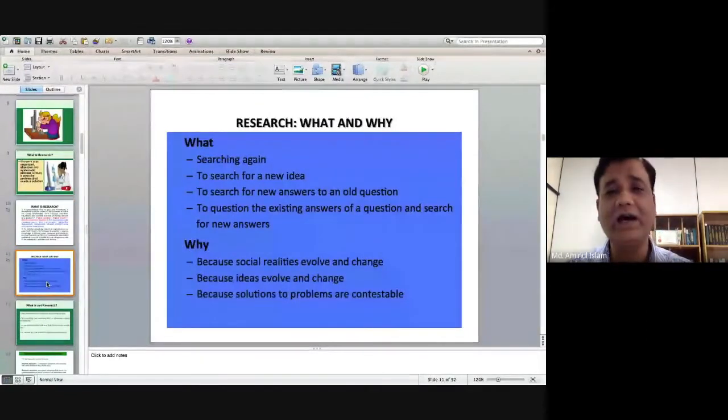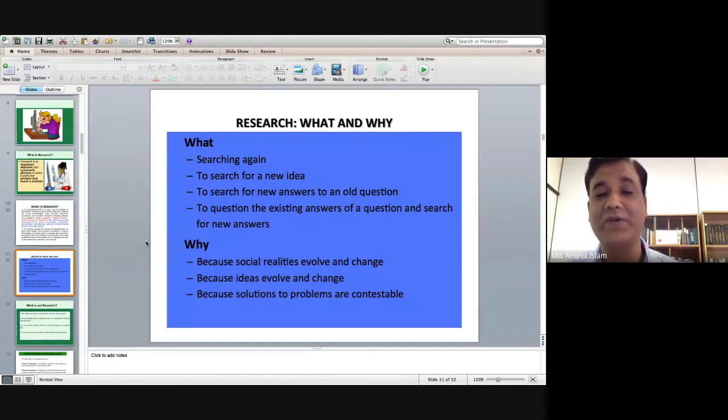Now, what is research and why do we do research? Research, as we defined earlier, is again needed, because even though a solution to a problem could be there, it may not be adequate, may not be relevant, or could be outdated. Research is a search for new answers to an old question, to question the existing answer and search for new answers.